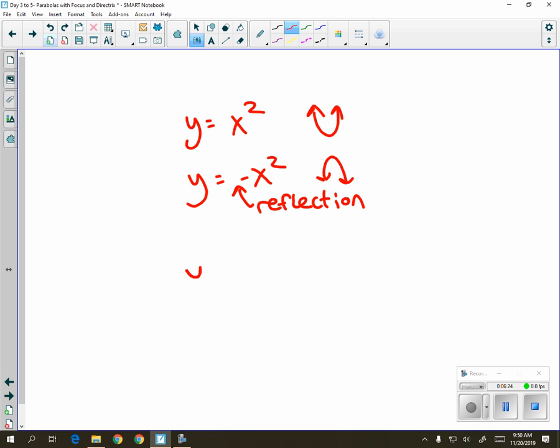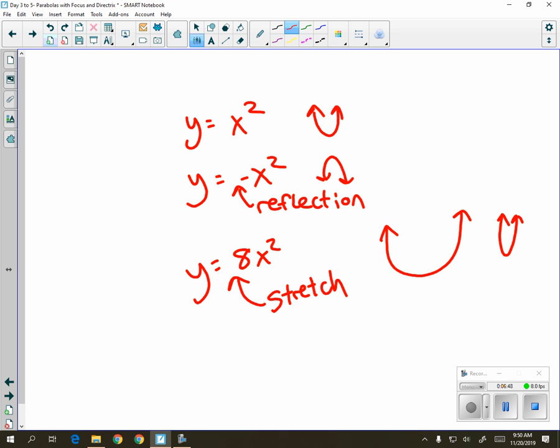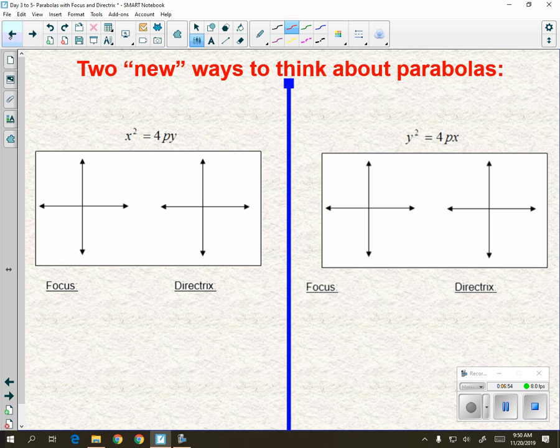Now, if you have y equals 8x squared, what does the 8 do? What type of transformation is that? That's actually going to be a stretch. The number in front controls how wide or how narrow your parabola is. Now the only difference between these equations, that are y equals, and the other equations is that we have x squared equals or y squared equals. So instead of y to the first equals, we have the term that's squared being isolated.